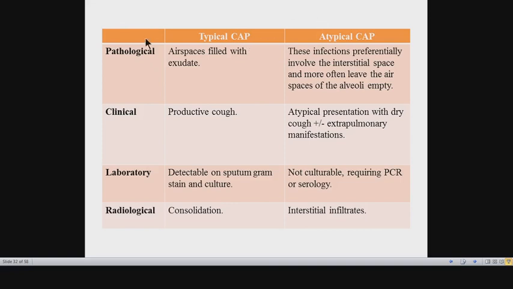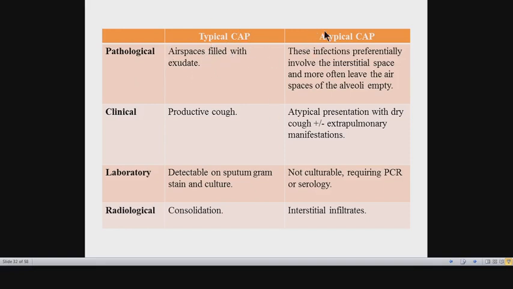We can compare between the typical and atypical pneumonias according to the pathology, according to the clinical features, according to the laboratory findings, and finally according to the radiological features. When you talk about the pathology, in typical community-acquired pneumonia, the organisms will result in filling of the air spaces with exudate. So the air spaces in typical community-acquired pneumonia are filled with exudate.